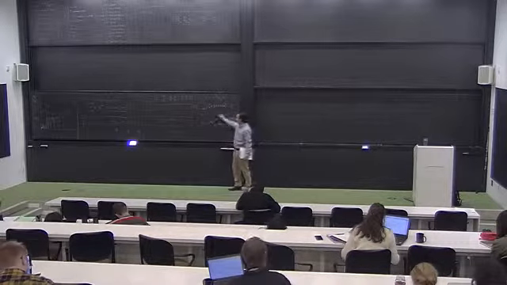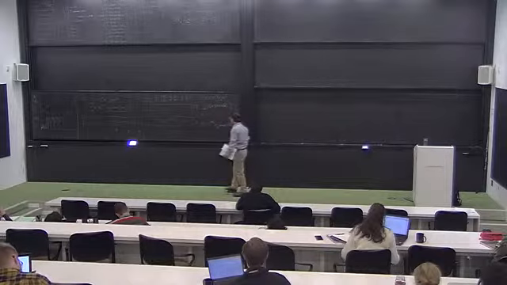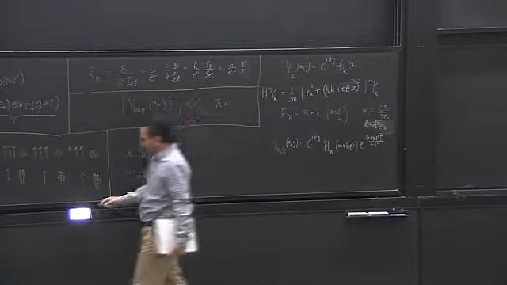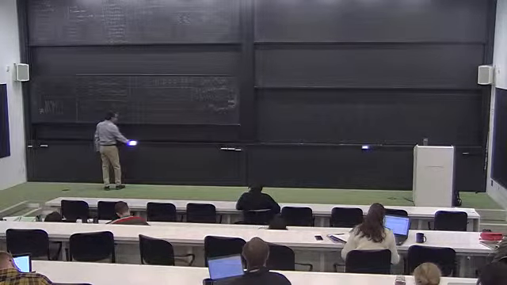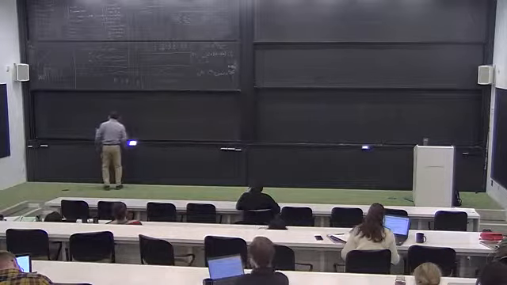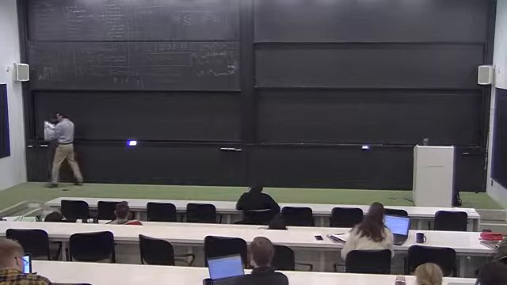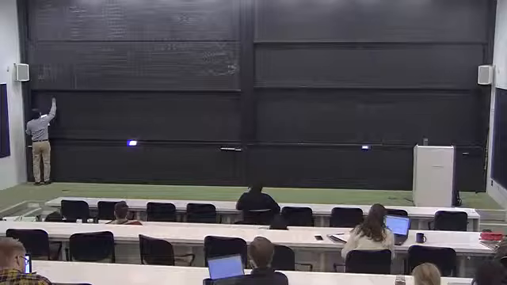Now what I'm going to do next is add something to this Hamiltonian that will make it a bit more complicated. I'm going to add a term corresponding to an electric field. So what I'm going to consider is the following Hamiltonian.